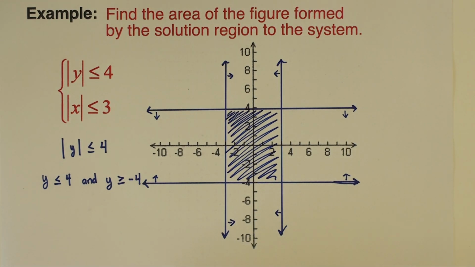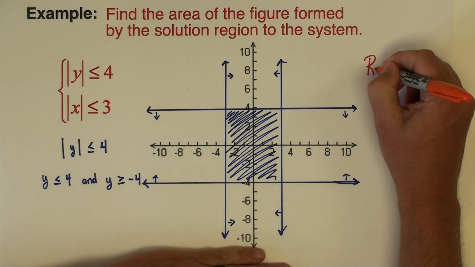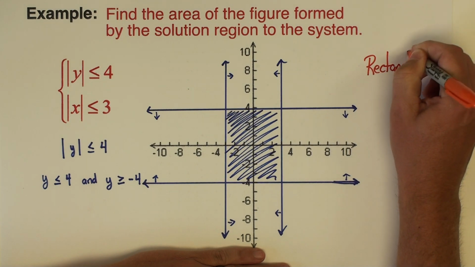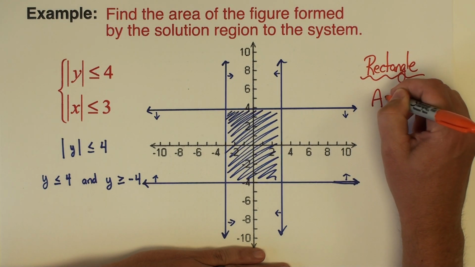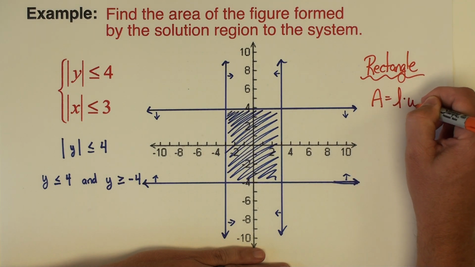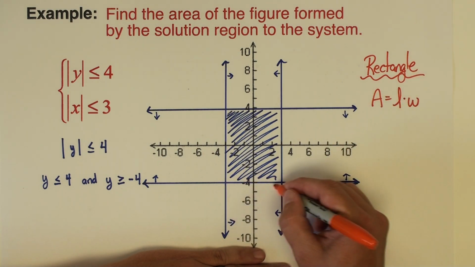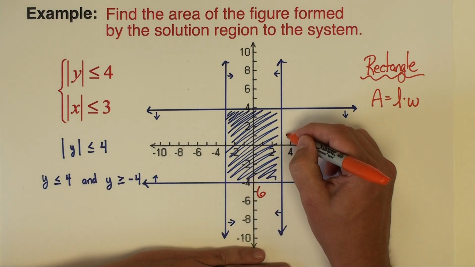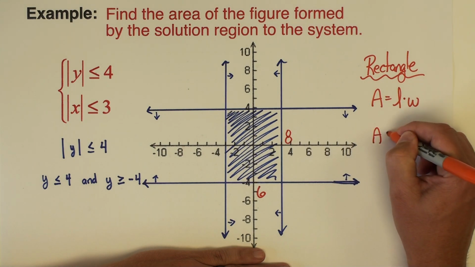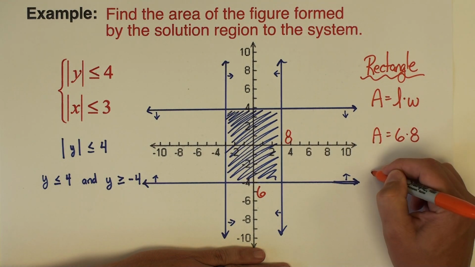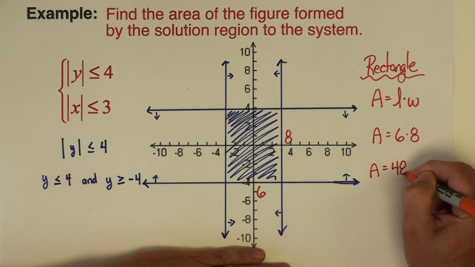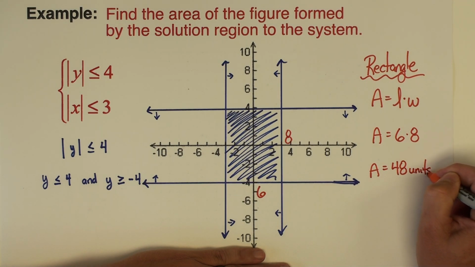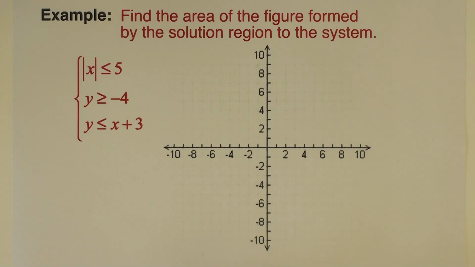So if I'm going between each pair of lines, what I have is that shape right there. That should be a pretty familiar shape to all of us. That shape is a rectangle. Area of a rectangle is length times width. Across one side is 6 units between the two 3's, and this side between the two 4's is 8. So our area is 6 times 8, which is 48 square units.